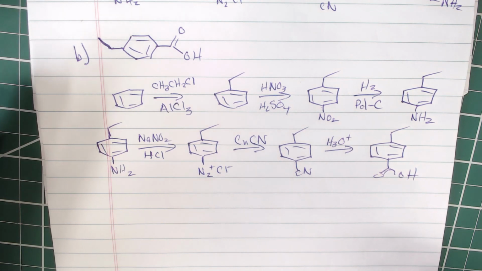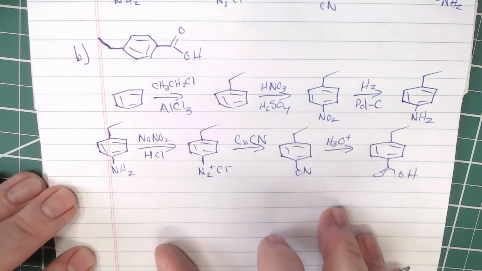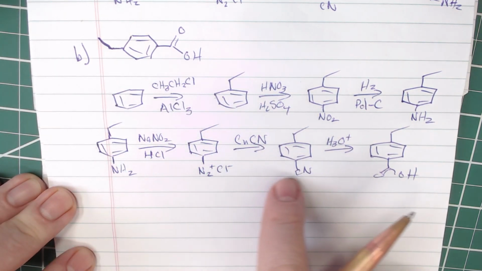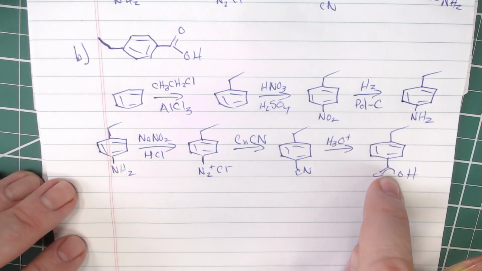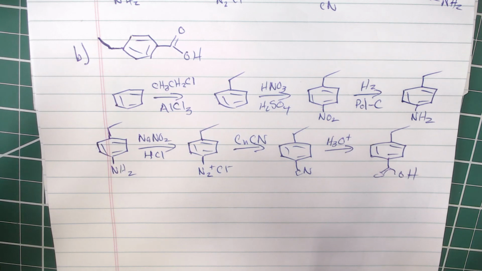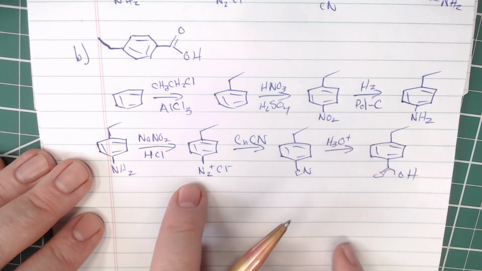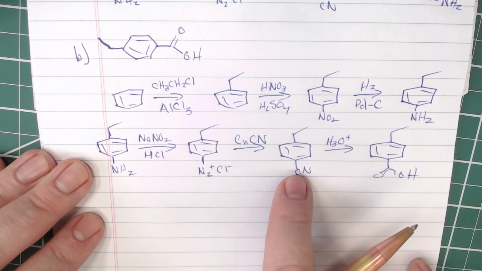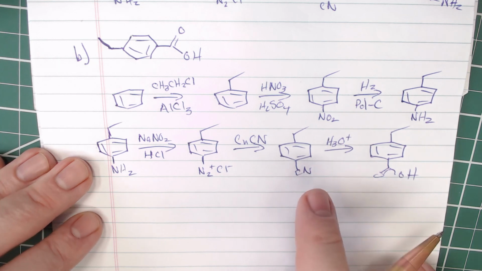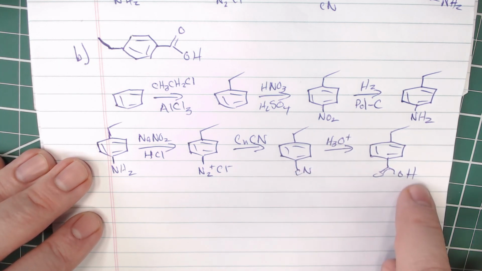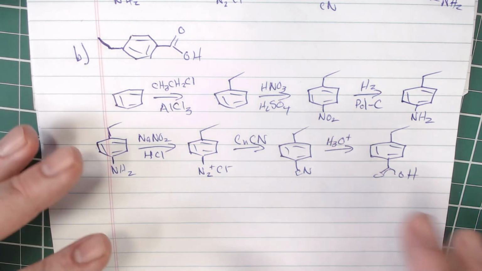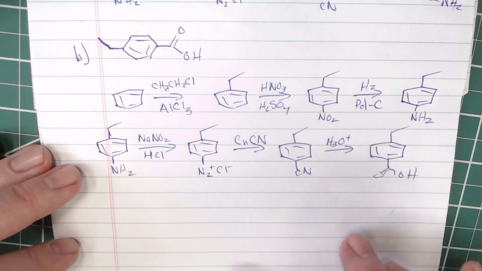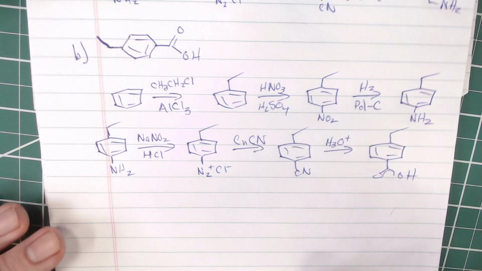So pretty cool synthesis. Again, if you come up with a more clever way to get to this, let me know. I can definitely think of some other options. I mean, we could make a bromide here and then turn that bromide into a Grignard reagent and then treat that with CO2. But I think that's going to be maybe a lower yield than this because we're going to have more steps.